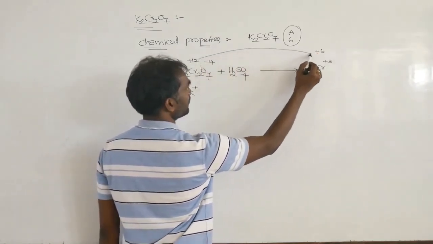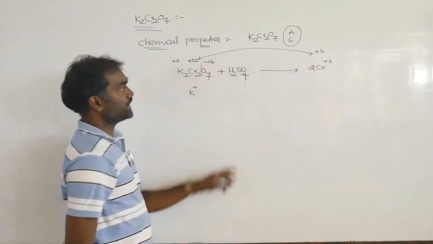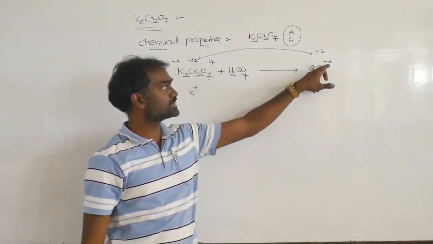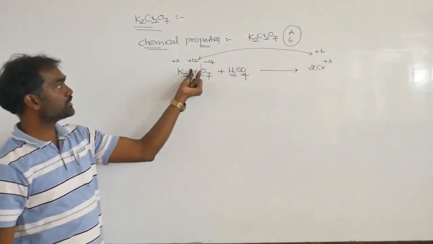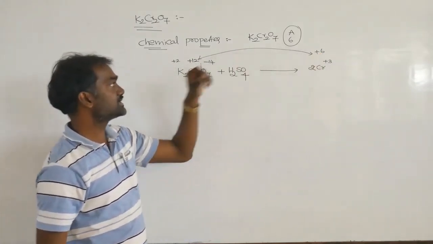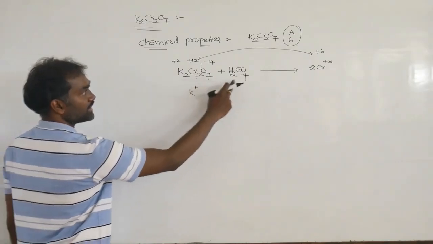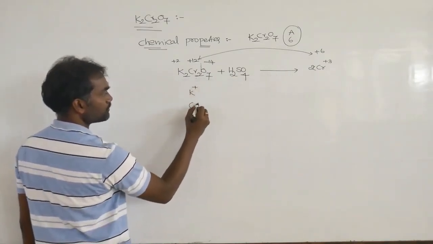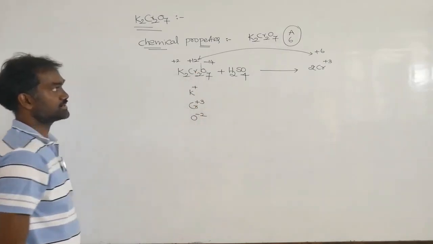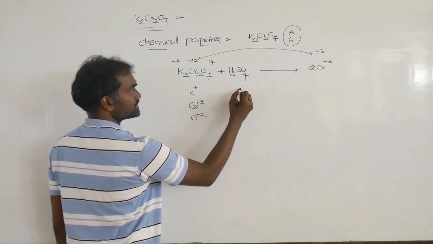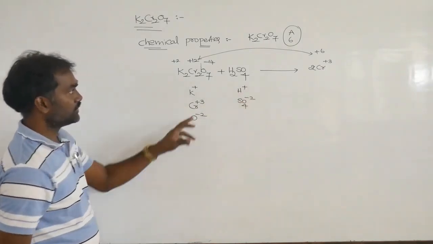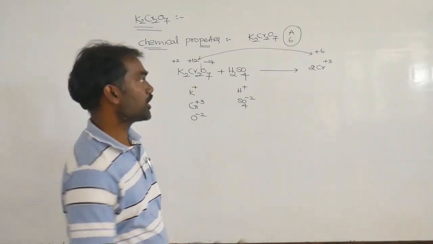So this is a fundamental. In acidic medium, chromium plus 6 becomes chromium plus 3. Otherwise, 2 chromiums plus 12 become 2 chromiums plus 6. A total of 6 electrons are exchanged. Oxygen is minus 2. So these ions, H plus is there, SO4 minus 2 is there. What products are you getting?